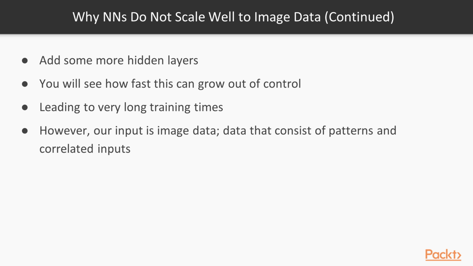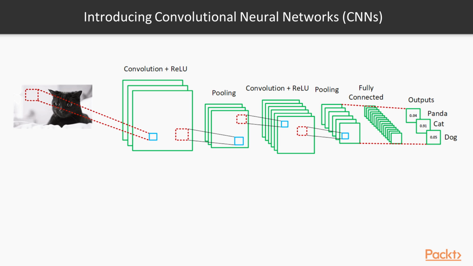What is consistent in image data is that we have different patterns or different colors that are correlated. That's a very important concept. Then there must be a way we can take advantage of this, and that's where convolutional neural networks come in. This is what a convolutional neural network structure looks like, and we'll delve into each one of these in this video and what they do.